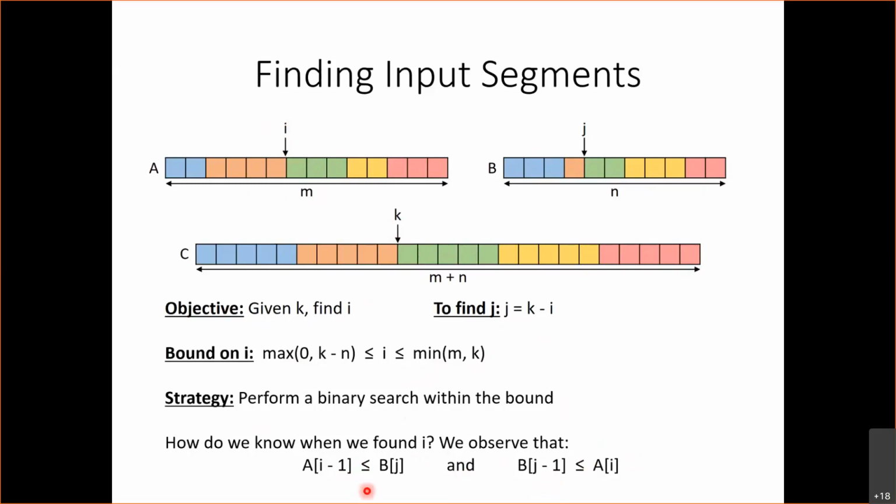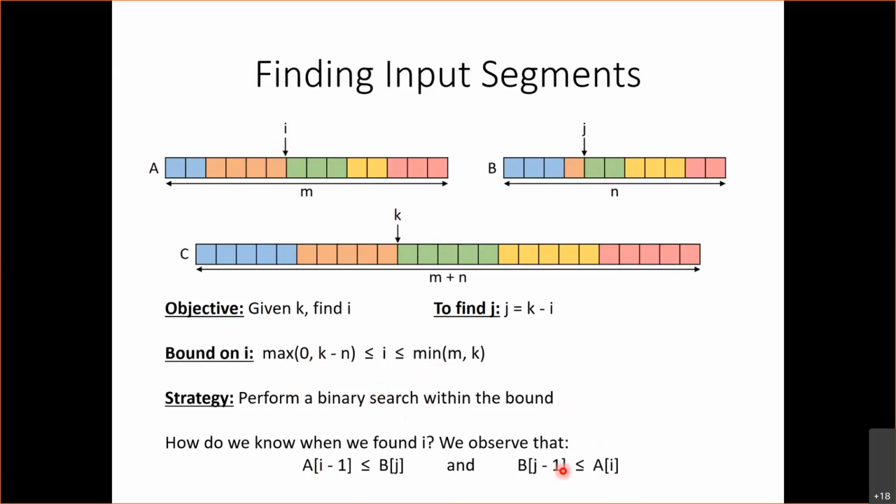Note that one of these conditions is not enough. It's not enough for A of I minus 1 to be less than or equal to B of J. We also need B of J minus 1 to be less than or equal to A of I. Otherwise, this element way over here is going to be less than the element way out here, but that doesn't mean we found I, because the next element is also less than the previous element. So we can perform a binary search within this bound to find the I that meets this criteria over here.